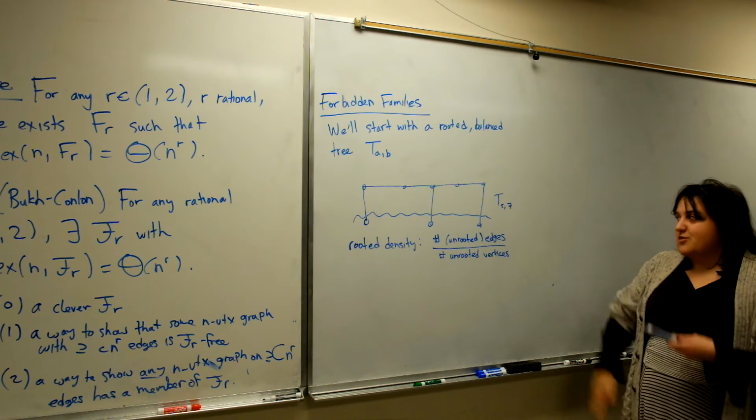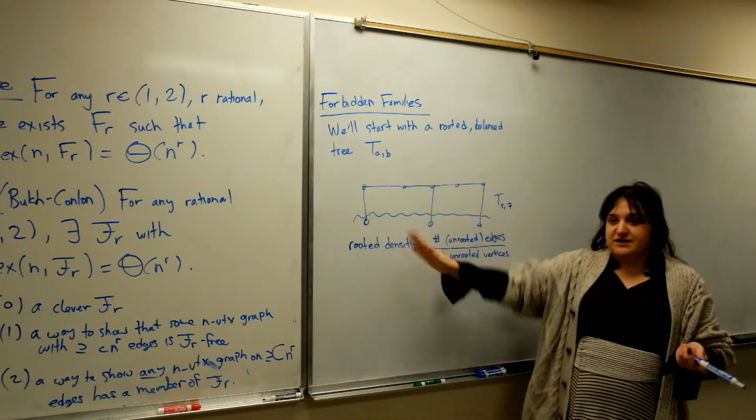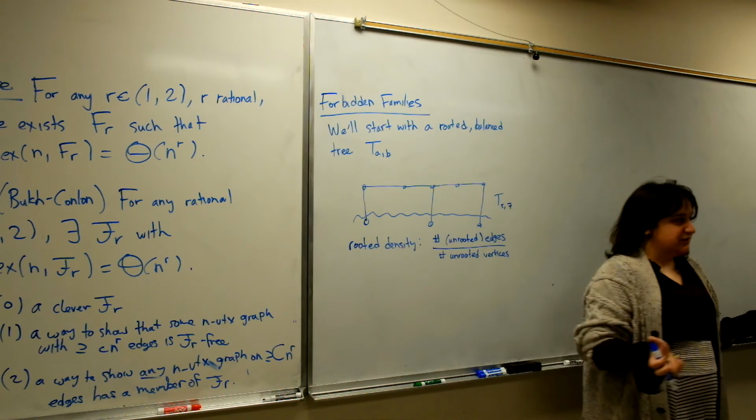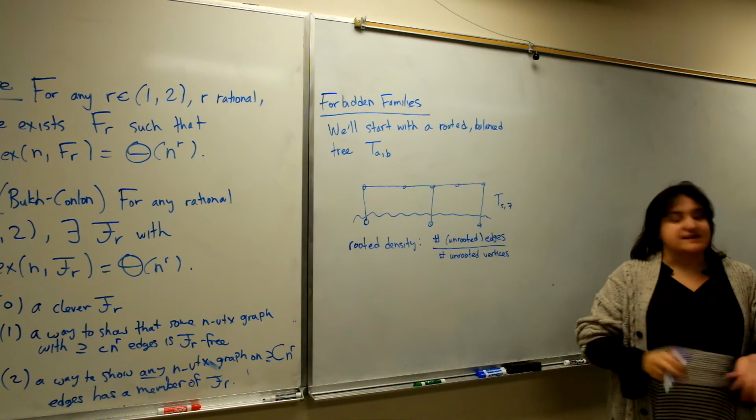Now you might be thinking, why am I talking about a tree? Of course, if I forbid this tree, we know the extremal number for trees is going to be linear, so that doesn't seem interesting.